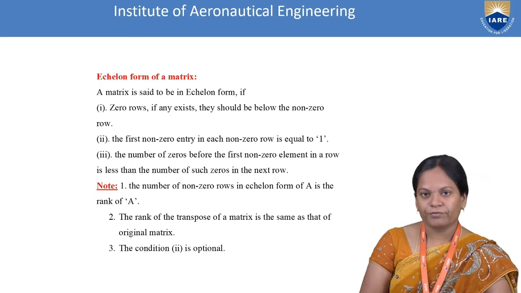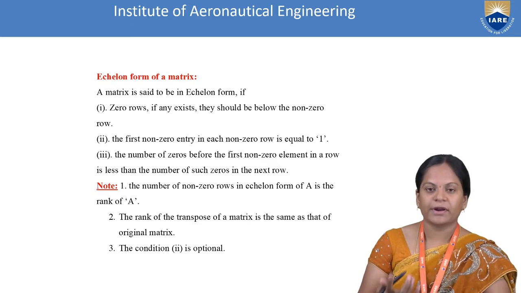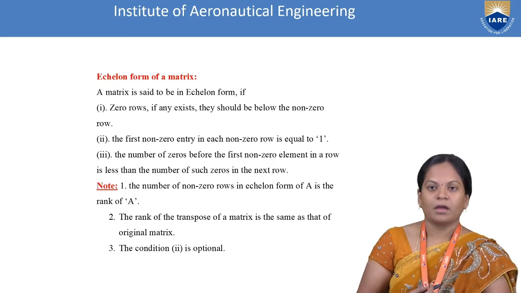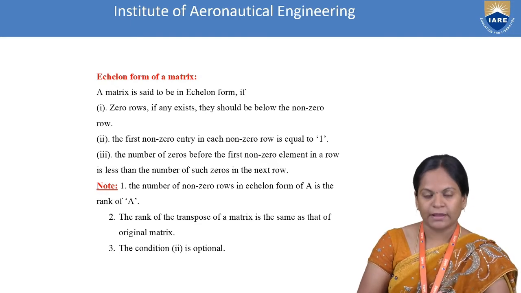Now, Echelon form of a matrix. By using Echelon form, we will find the rank of the matrix. So what is Echelon form of a matrix? Which matrix is in Echelon form, and how can we find rank by using Echelon form? All this we have to discuss now. A matrix is said to be in Echelon form.